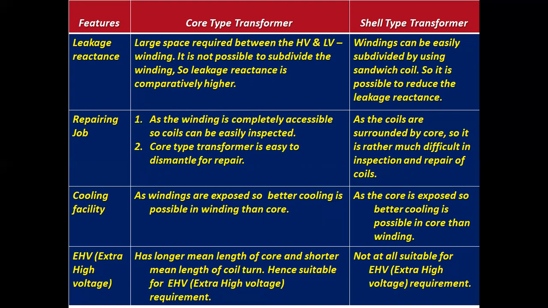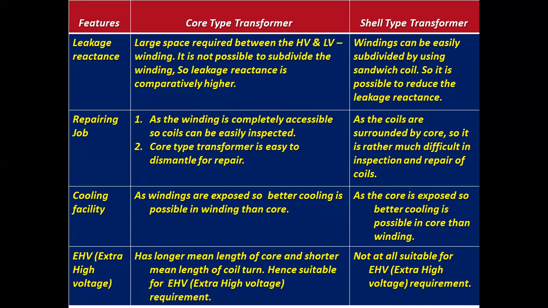Repairing job. In case of core type transformer, number one, as the winding is completely accessible, coils can be easily inspected. Number two, core type transformer is easy to dismantle for repair. For shell type transformer, as the coils are surrounded by core, it is much more difficult to inspect and repair the coils.